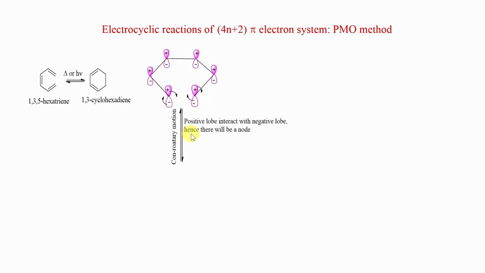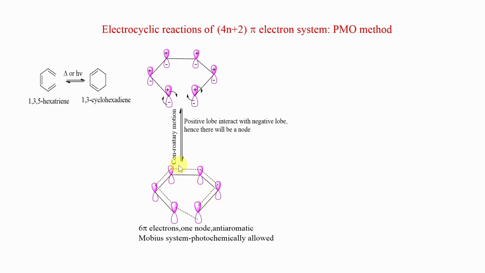And if we consider the conrotatory interconversion, the p atomic orbitals of the terminal carbon atoms both rotate in the same direction. Thereby, the positive and negative lobes coincide, and hence there will be a node. The cyclic transition state can be represented like this. You can see it represents the cyclic array of atomic orbitals in the transition state, which shows a node, and so it is a Mobius system, and hence the conrotatory interconversion of 1,3,5-hexatriene to 1,3-cyclohexadiene is a photochemically allowed process.